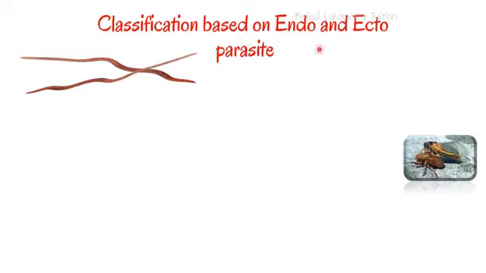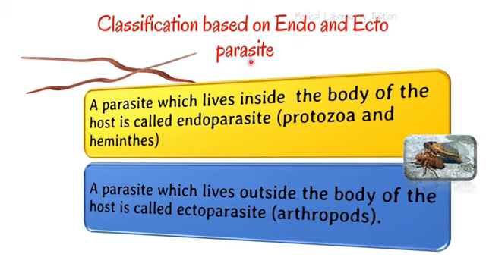So very important, please remember this carefully. Now classification based on endoparasite and ectoparasite. Endo means inside. So a parasite which lives inside the body of the host is called an endoparasite. We have protozoa that live inside our intestine, and helminths also live inside our intestine. Some can live in blood or other organs, okay, but they are still inside the body. A parasite which lives outside the body of the host is called an ectoparasite, okay. Ectoparasites live in our hair, okay, and ticks on a dog.